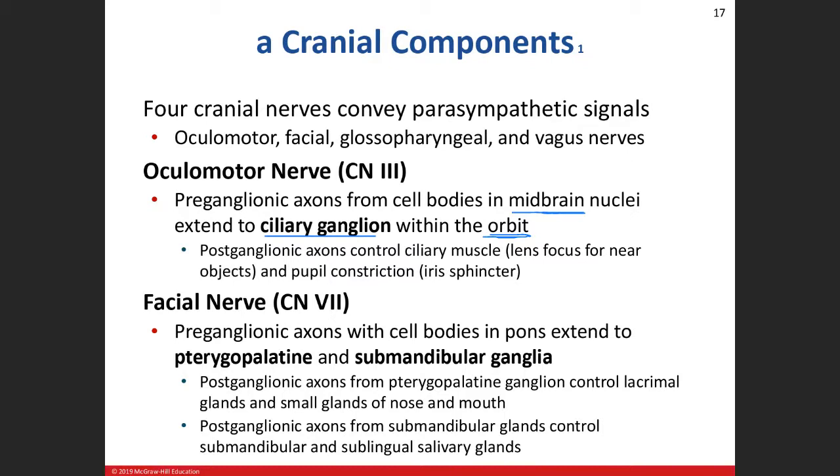Because remember, the preganglionic neuron is long. Okay, so the ganglia for the parasympathetic nervous system are going to be closer to the effector organ, or actually within the effector organ. So the postganglionic neuron is going to affect the ciliary muscles. All right, this is great because these are the muscles that actually help with what we call accommodation, and we'll talk about that in chapter 16.